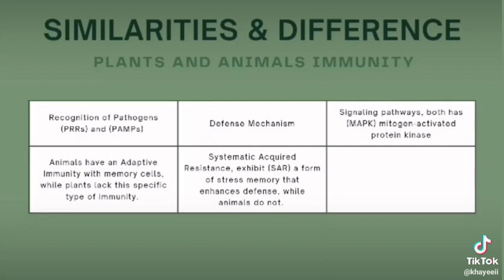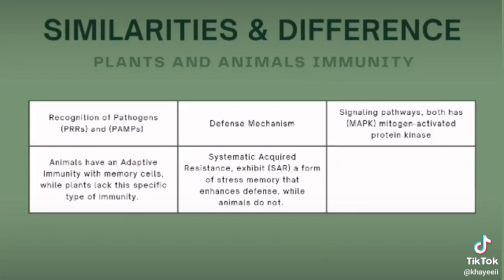Number two, we have systemic acquired resistance, or SAR. While plants lack adaptive immunity, they exhibit a unique phenomenon called systemic acquired resistance, or SAR. Now, SAR functions as a form of stress memory, enabling plants to mount enhanced defenses against subsequent attacks.